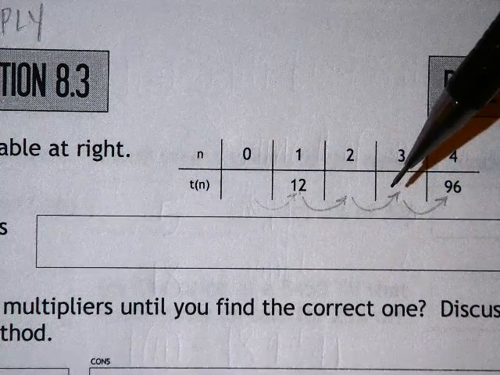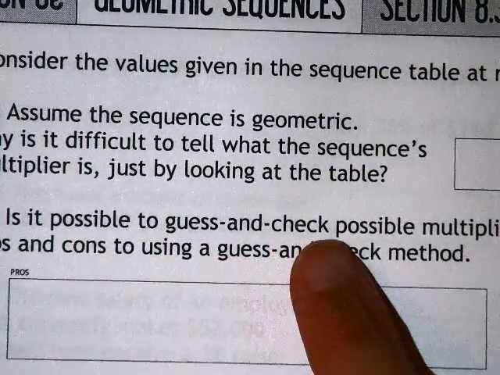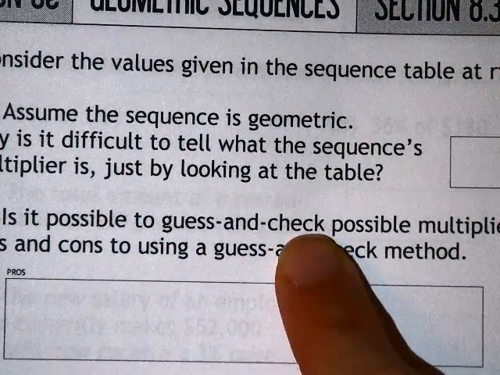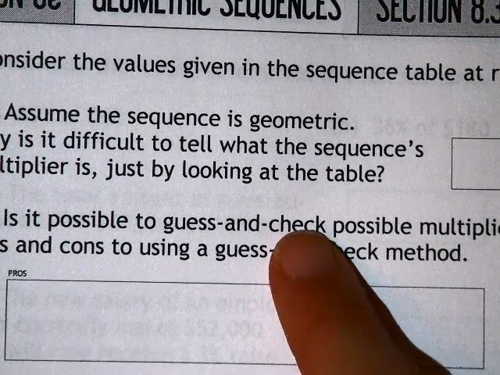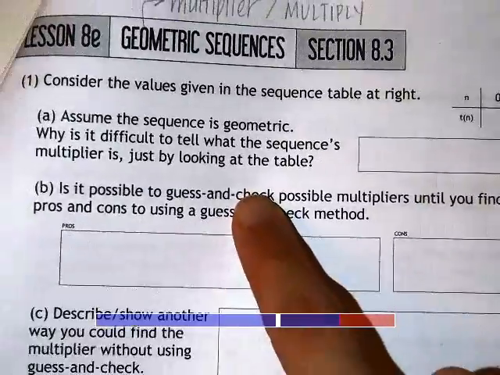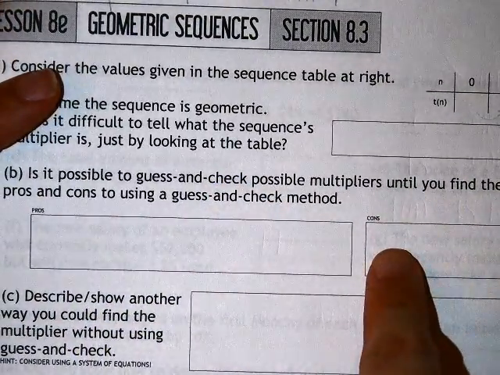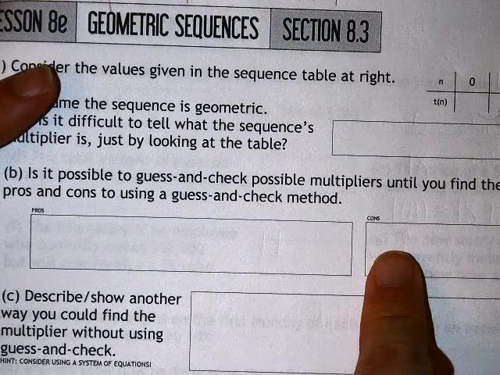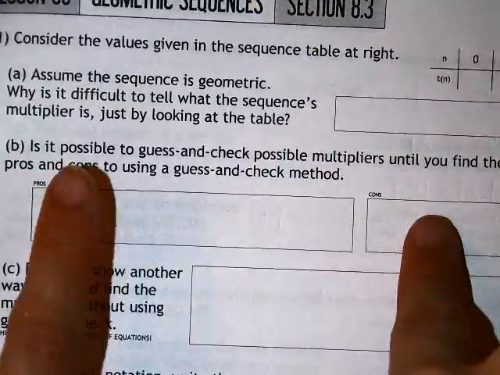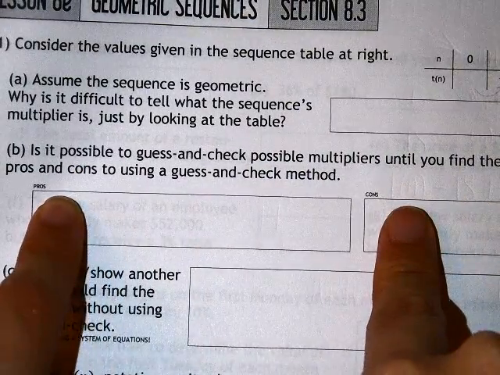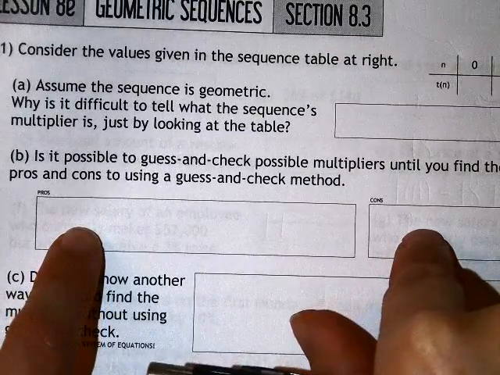But to compensate, in letter B, it says, is it possible to use guess and check? Yes, it is totally possible to guess and check multipliers until we find the right one. Some people like guess and check because it's easy. Some people don't like guess and check because it takes patience. So I'll ask you to think about, in letter B, your own personal pros and cons to using guess and check. There's no right answer to this question because it's all relative to you.